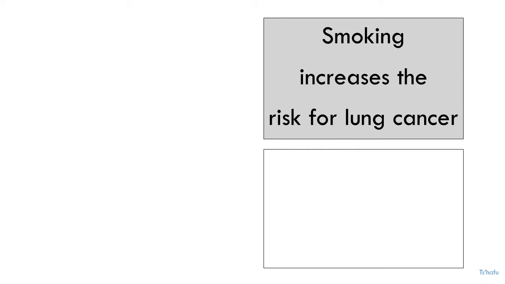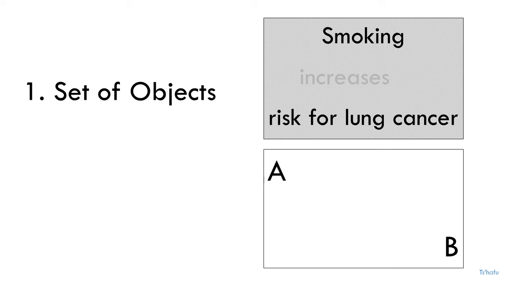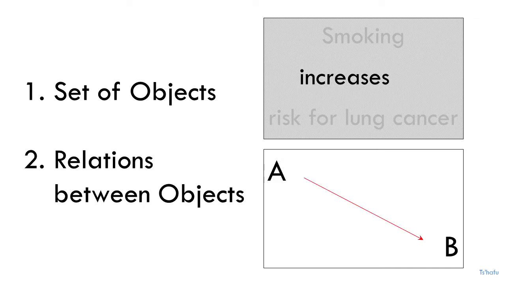So here we have it. And this is the crucial part. We're saying that any thesis, in fact, any argument, we can break down into two components. Any argument can be broken down into, first of all, a set of objects. Here in our case, it is smoking and risk for lung cancer. And then second, any argument along with these objects can be broken down into what? A set of relations that connect the objects. Here represented as the arrow going from A to B.